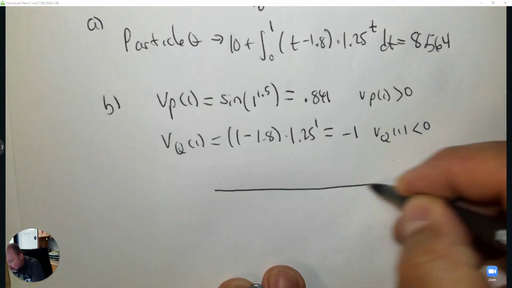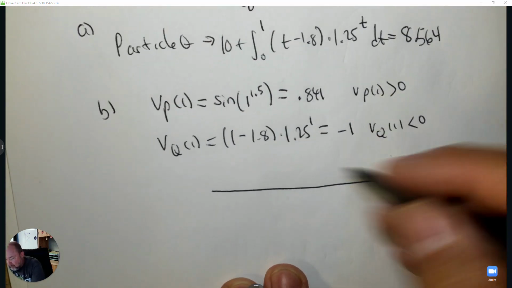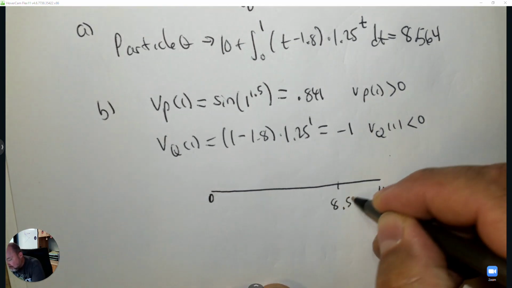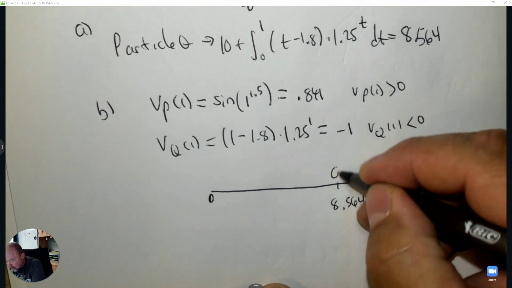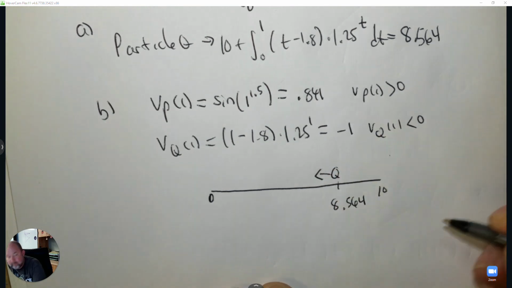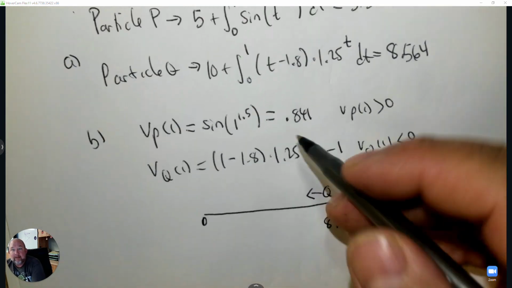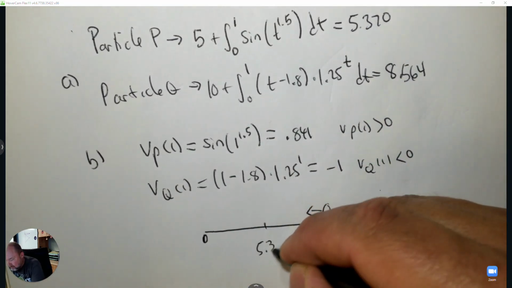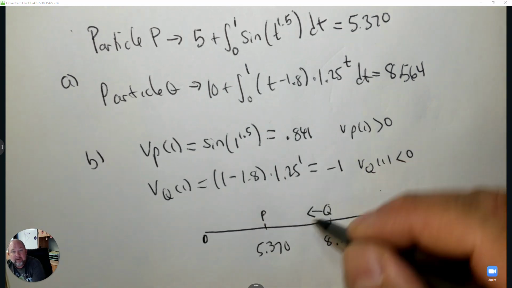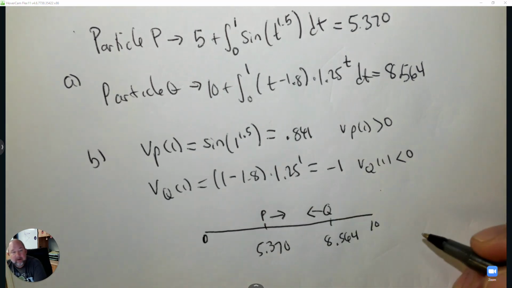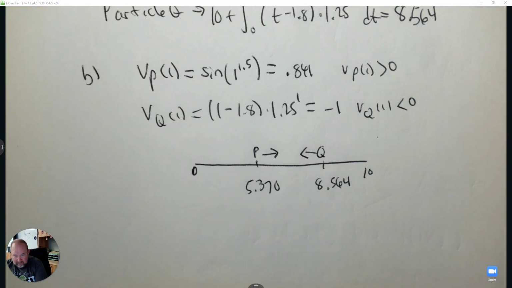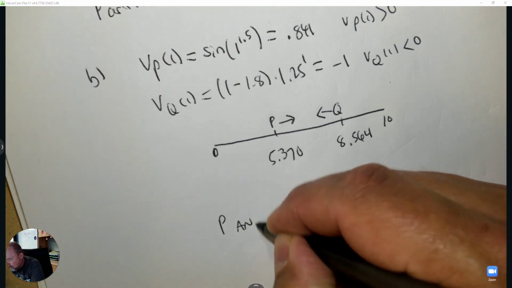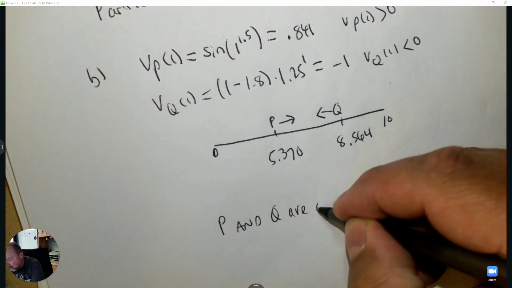Well, we need to know where they are located. So Q, if I think of a number line here, here's at 8.564. There's Q, and it's negative. So it's going left. Particle P is at 5.370. And the direction it's going is to the right. So are those particles coming together, or are they going apart? So P and Q are moving towards each other.